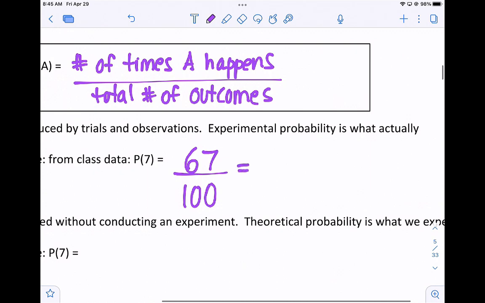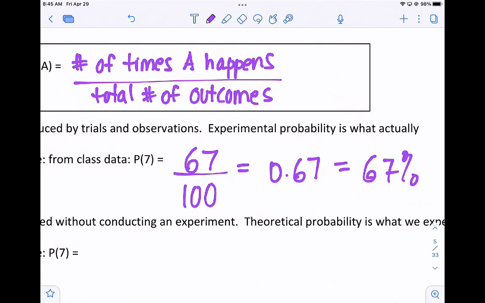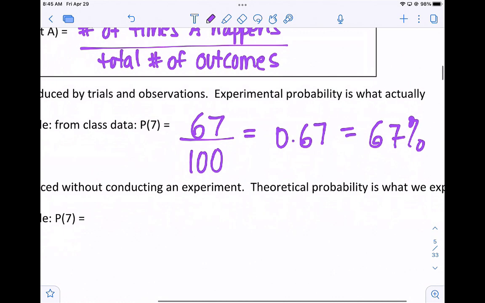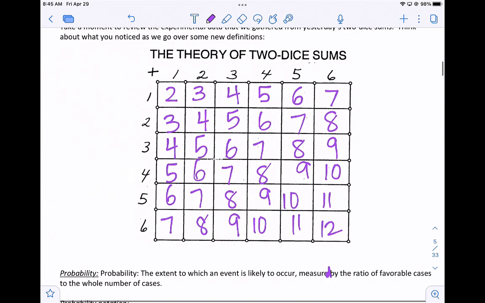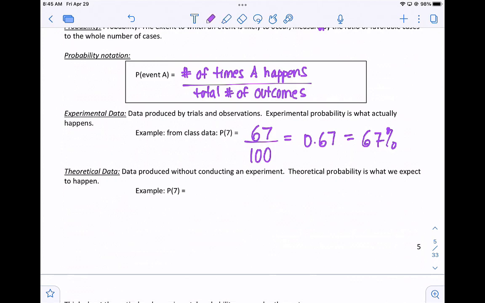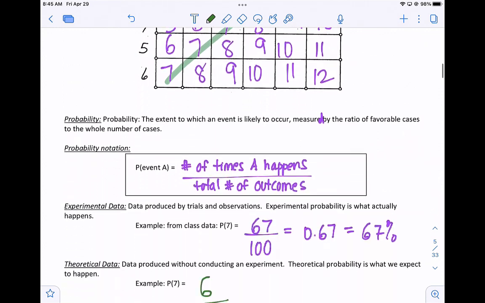As a decimal, we'll divide 67 divided by 100. That's 0.67. We can multiply that by 100 to get the percentage. So if this was our data, it would indicate that there was a 67% chance of rolling a 7. But what should have actually happened? The theoretical data, or theoretical probability, is what we should expect to happen. And so if we take a look at this, we can count how many 7s there are. 1, 2, 3, 4, 5, 6. Right, so there's 6 7s out of 36 total outcomes. So again, if we count all the boxes, there's 36 there.